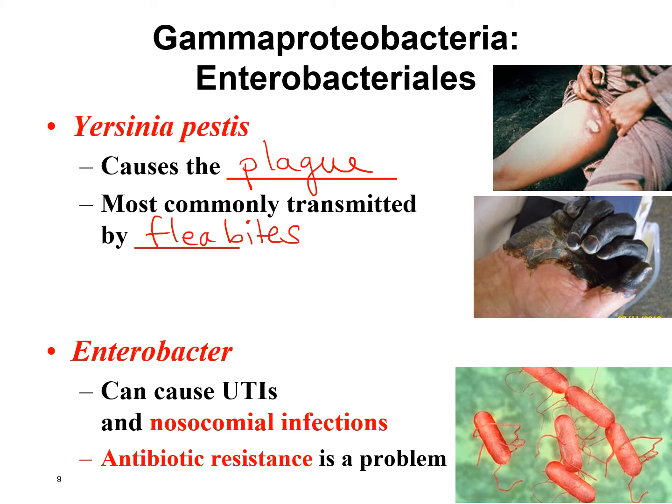All right, and then our next gram-negative bacteria is Enterobacter, and remember that is one of our escape pathogens. So we're going to have some problems with antibiotic resistance. And it's also an infection that we can see in our hospitalized patients that they can pick up while they're there. And this is also one that can cause UTIs.